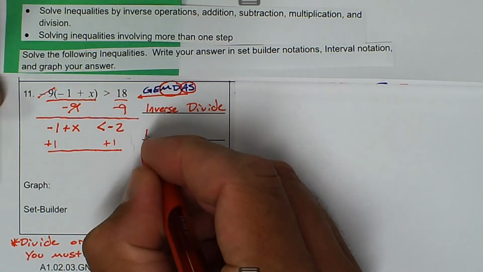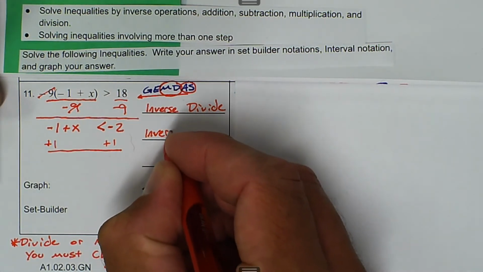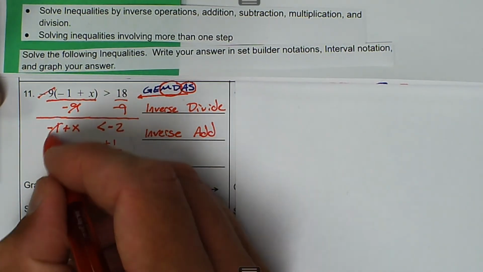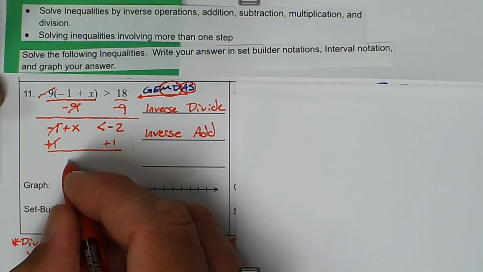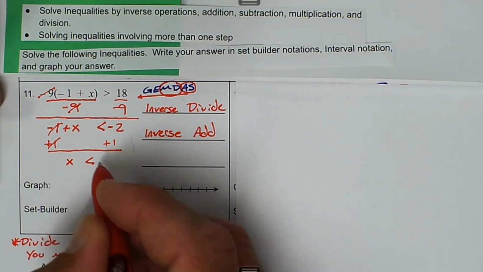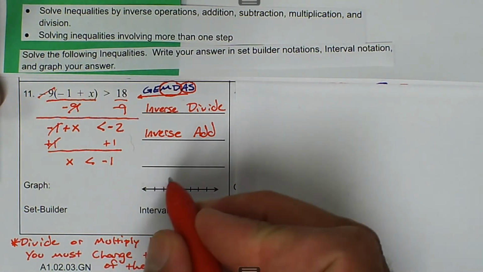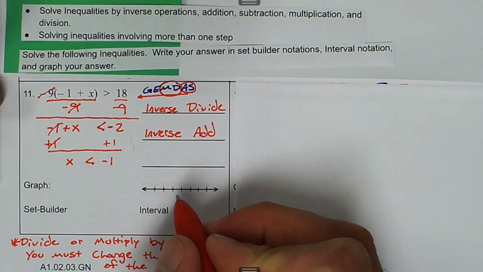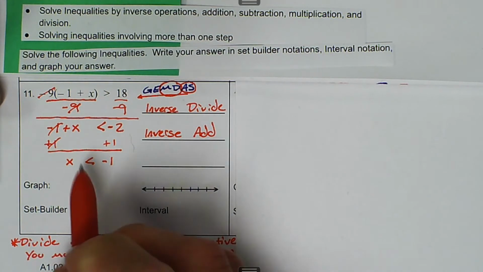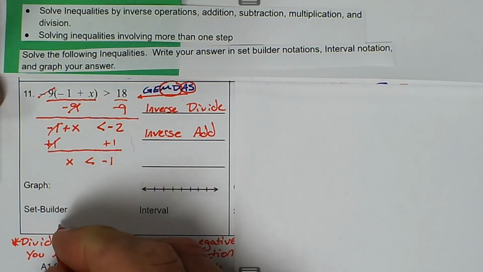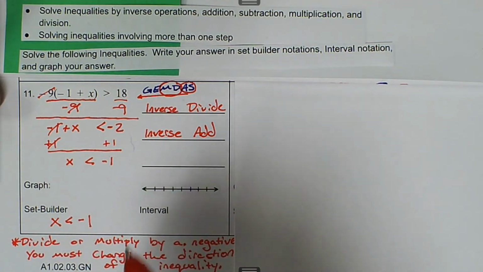The reason that we did that is inverse addition, or inverse add. That cancels our -1 with our +1, and we're left with x is less than -1. At that point, we also have the variable on the left side, so x is less than -1. So in set builder notation, we put x is less than -1.